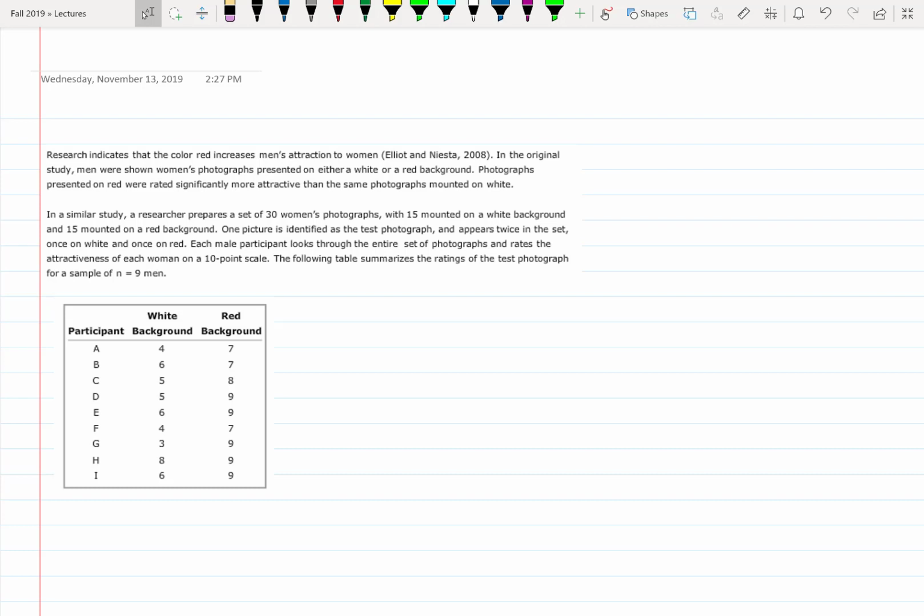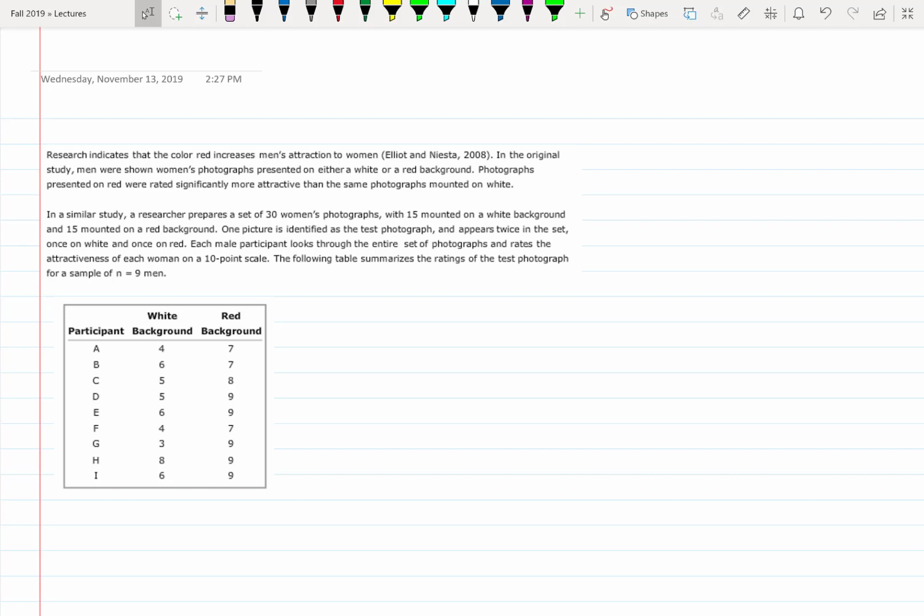In a similar study, the one quoted here, a researcher prepares a set of 30 women's photographs. Again, 15 are mounted on a white background, 15 on a red background. One picture is identified as a test photograph. We don't need to worry about that one. Each male participant looks through the entire set of photographs and rates the attractiveness of each woman on a 10-point scale. The following summarizes the rating of the test photographs for a sample of n equals 9 men.